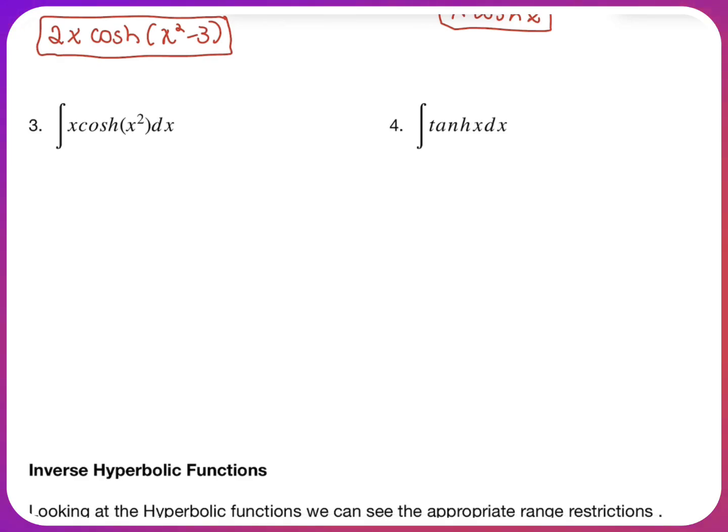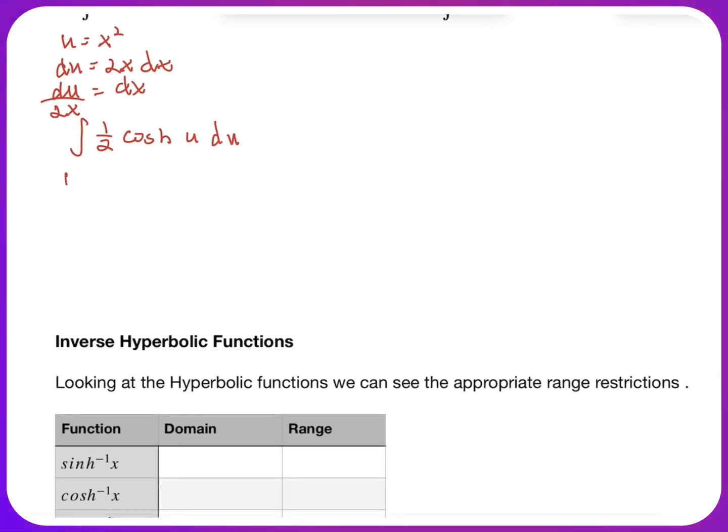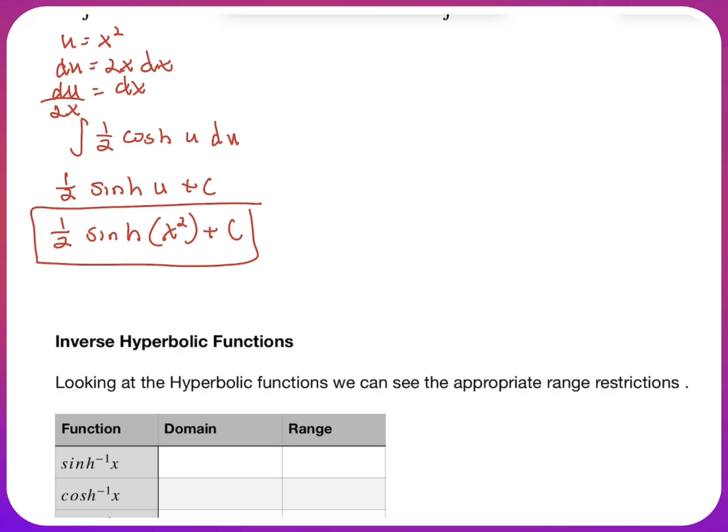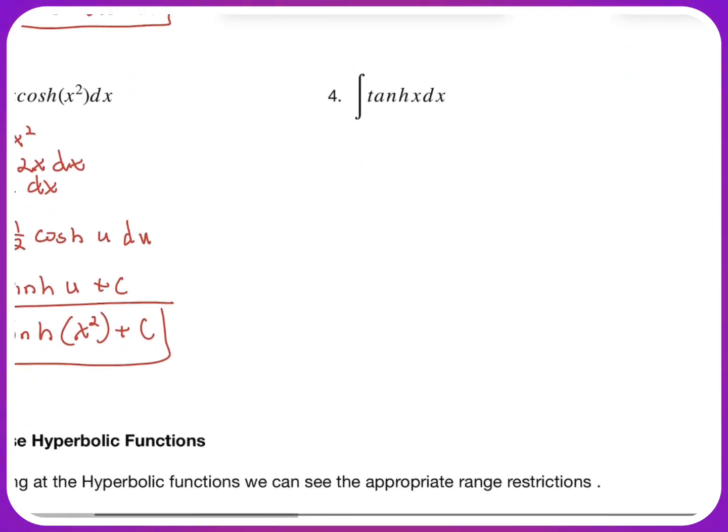Now let's do some integrals. Here I'm going to use u substitution. I'm going to replace the x squared with u and replace dx with du over 2x. And so my x's simplify out, and I can factor out my 1/2. And then the integral of the hyperbolic cosine is hyperbolic sine. And then the last thing I need to do is remember to replace that u with our original x value. So I get 1/2 the hyperbolic sine of x squared plus c.